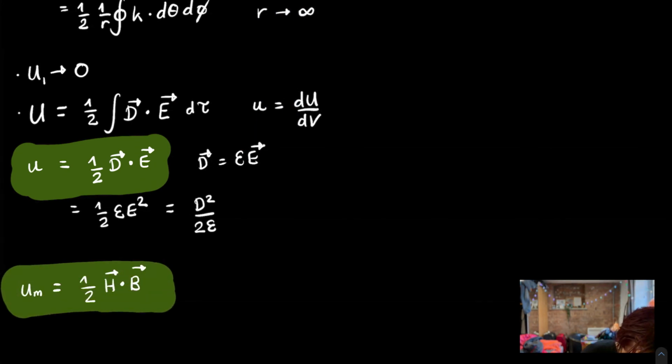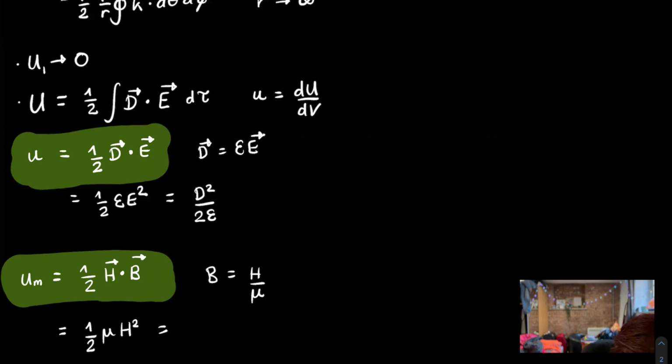And likewise, using the fact that B is equal to μH, where μ is the permeability anywhere, we can also write this as 1/2 μ H squared, or it's the same as B squared divided by 2μ right here. So there we go, that is the energy densities of the electric and magnetic field respectively.